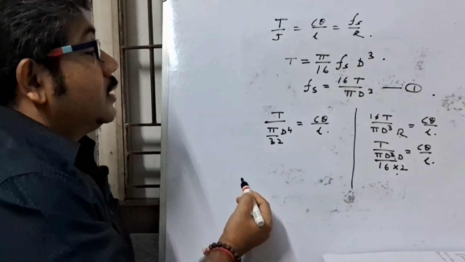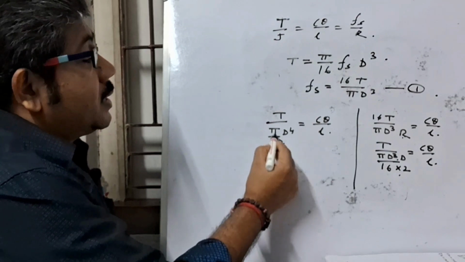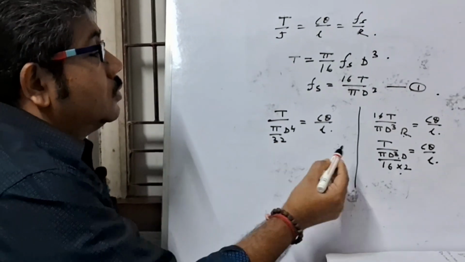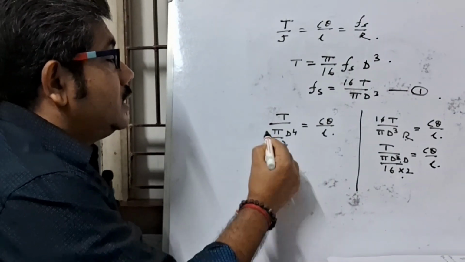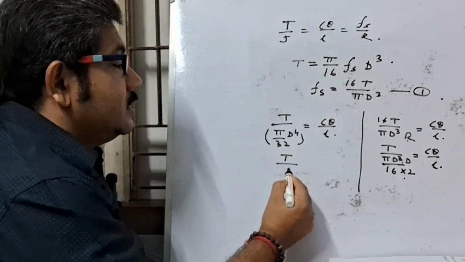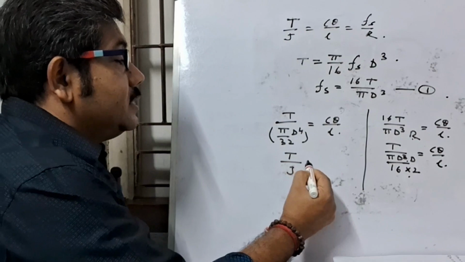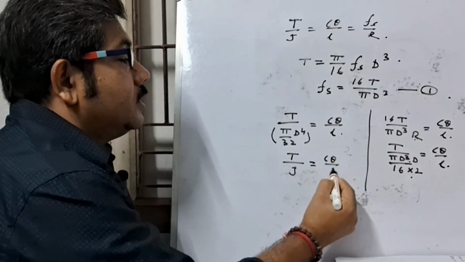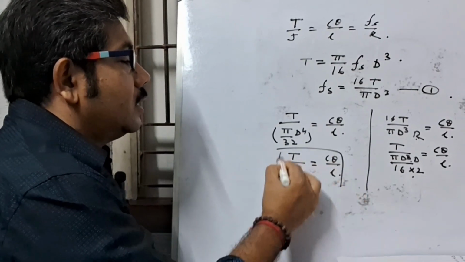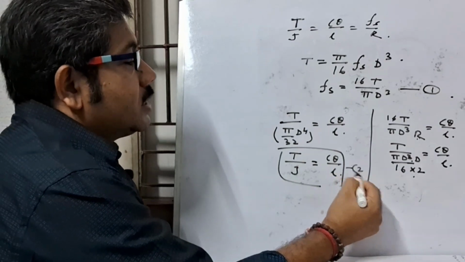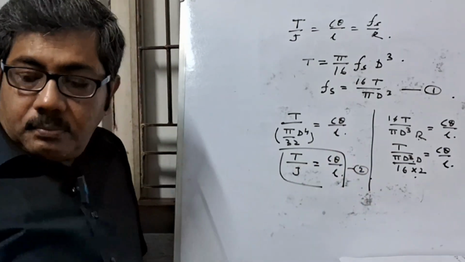And we know that the value of polar moment of inertia is pi by 32 d to the power 4, so it can be written as J, that is polar moment of inertia. That means T by J is equal to C theta by L. And this is equation 2.